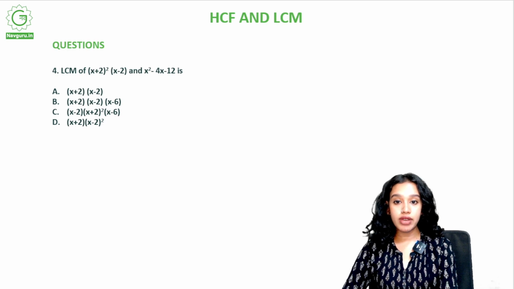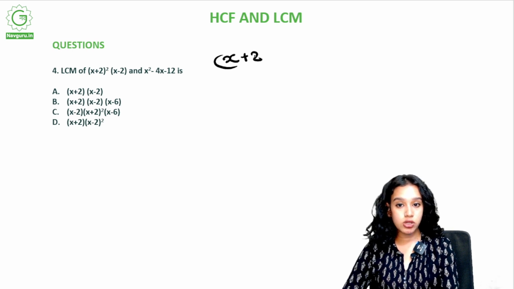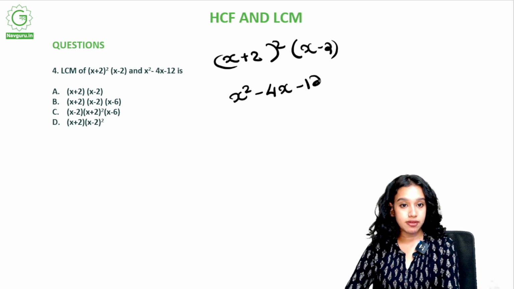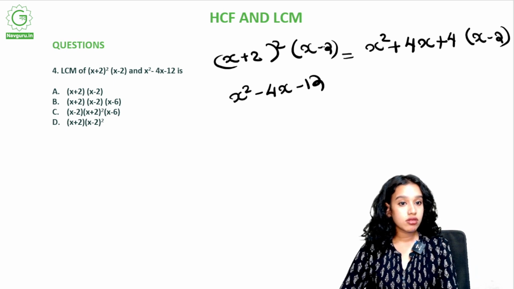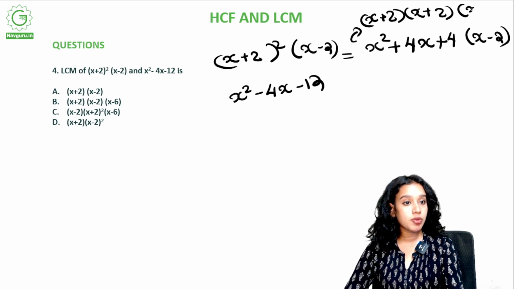Now, LCM of x plus 2 the whole square into x minus 2, and x square minus 4x minus 12. So we have x plus 2 the whole square into x minus 2, which could be written as x square plus 4x plus 4 into x minus 2. Otherwise, we could write it as x plus 2 into x plus 2, which gives us x plus 2 the whole square into x minus 2.